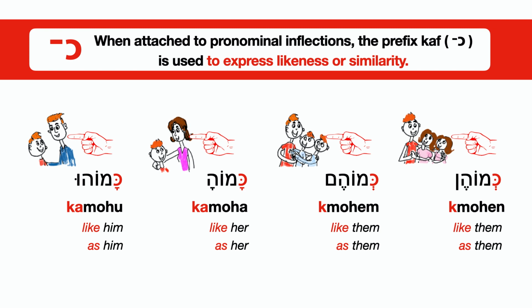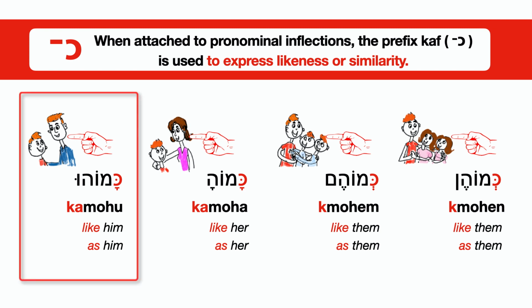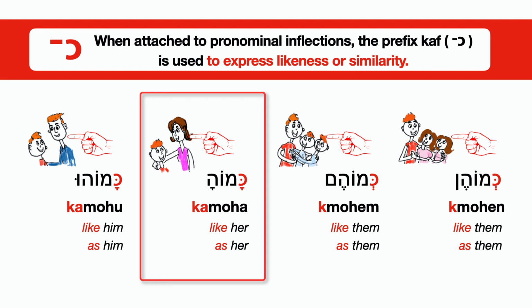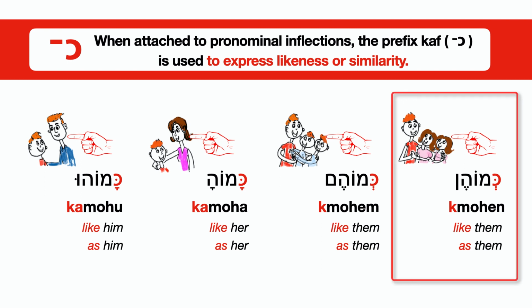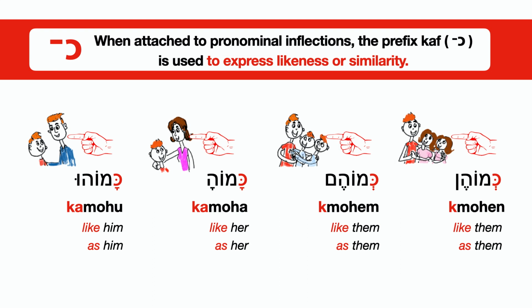Now let's look at the third person inflections. So kamohu means like him or as him. Kamoha, like her or as her. Kamohem means like them or as them when referring to several males or a group that has at least one male. And kamohen, okay, means like them or as them when we're referring to several females. Okay, so kamohu, kamoha, kamohem, and kamohen.